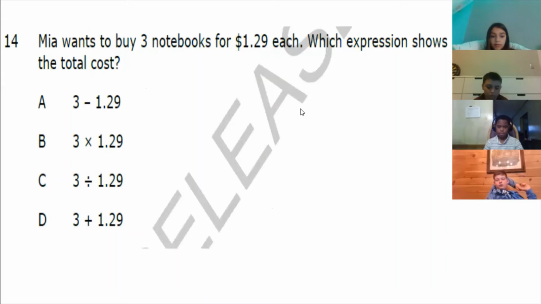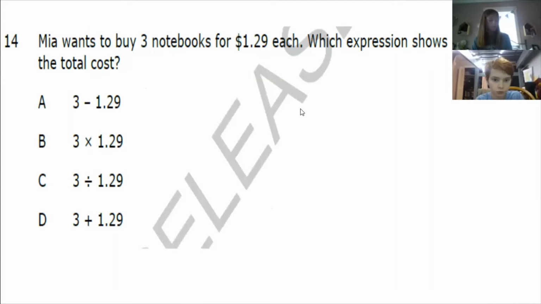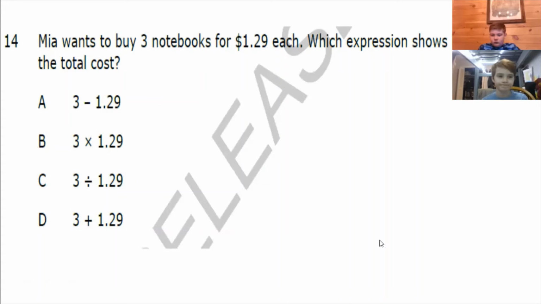So I'll be telling you what property we used and the answer we got. So the answer we got was B, and the property we used was multiplication because it was the easiest way to solve the question. Very good. And how did you know it was multiplication? Because you could add, but it's way easier to do multiplication just because if she has 3 notebooks and they're each $1.29, and that's it. Very good.